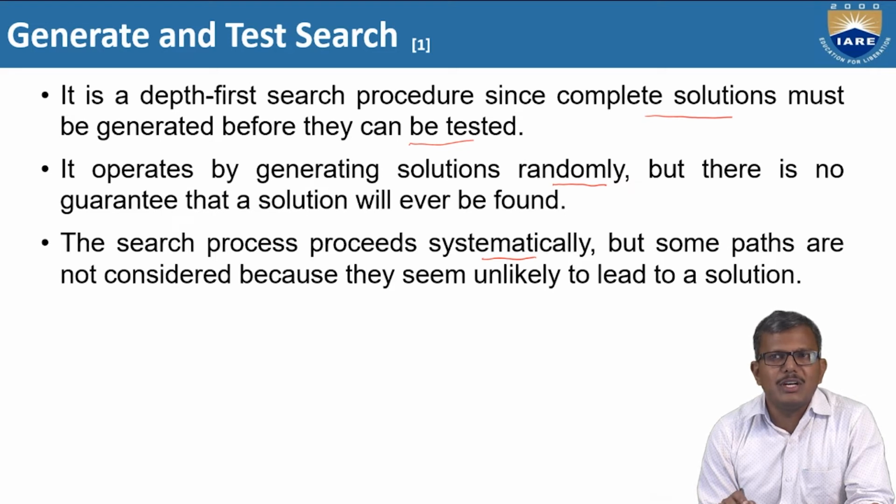If we implement this technique in a systematic manner, then we can guarantee that a solution can be identified. If you are picking a path node which is not actually making you move towards the goal state, then we cannot guarantee that you will get the solution. The search process proceeds systematically, but some paths are not considered. Why? Because they seem unlikely to lead to the solution, meaning that particular path may not make you move towards the goal state.